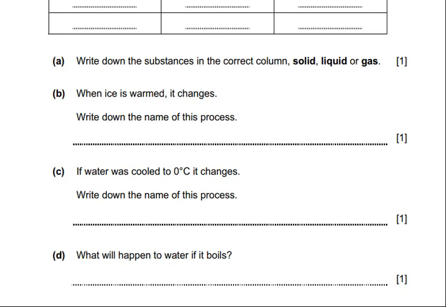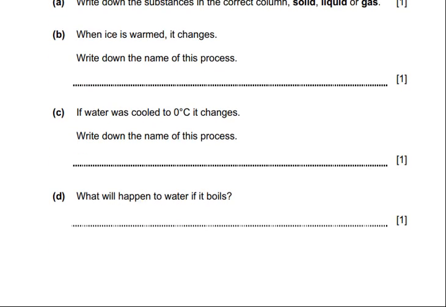C. If water was cooled to 0 degrees Celsius, it changes. We know that we can cool water to 0 degrees Celsius, so it changes. Write down the name of the process. So the name of the process is freezing. It freezes. When you cool water, it freezes. So just write down freezing.